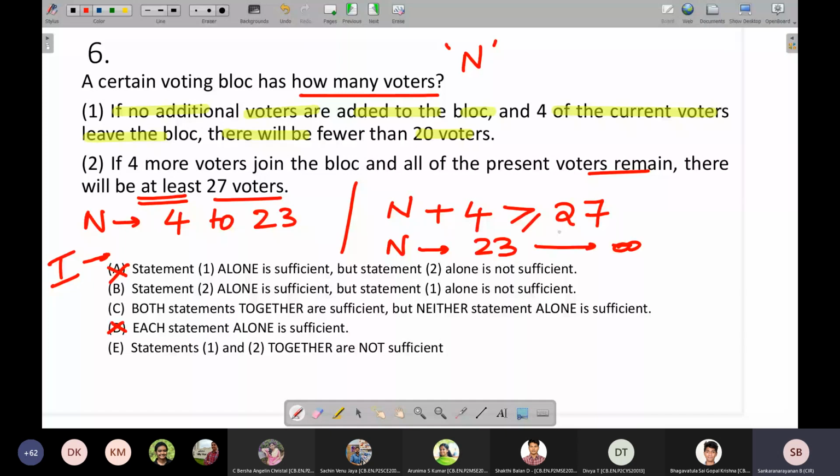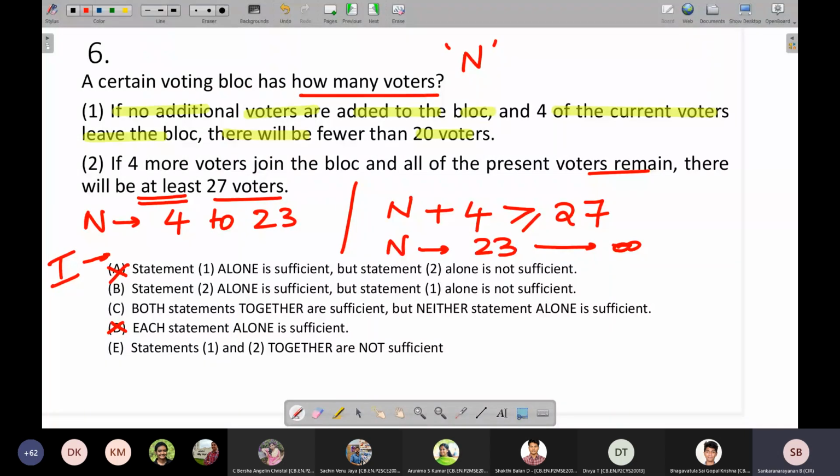23 plus 4 is 27. You can't take n as 22 because if you take 22, 22 plus 4 is 26. That 26 is not more than 27. Anything from 23 and above, that is what you can get from statement 2 alone. Did you get my point? So again, statement 2 alone is not sufficient enough to answer the question. So you can eliminate option B as well.